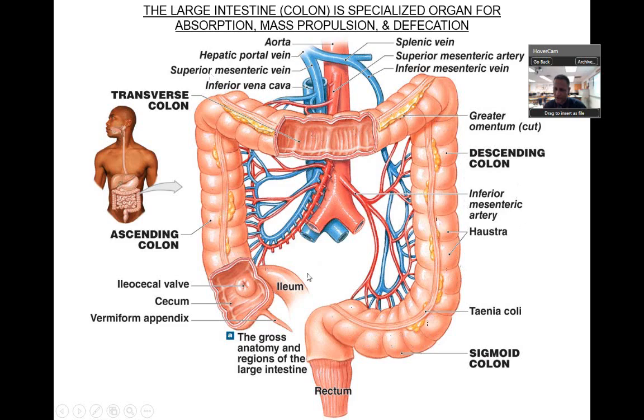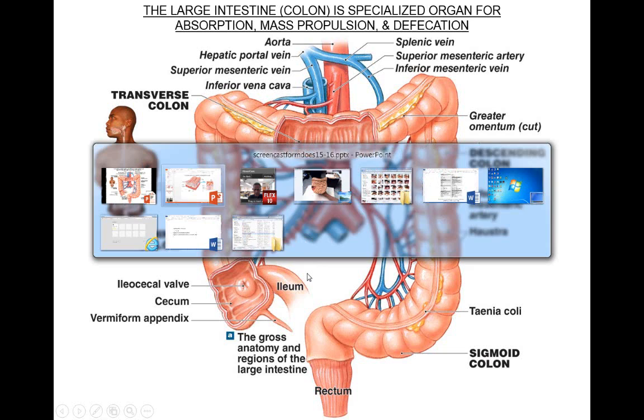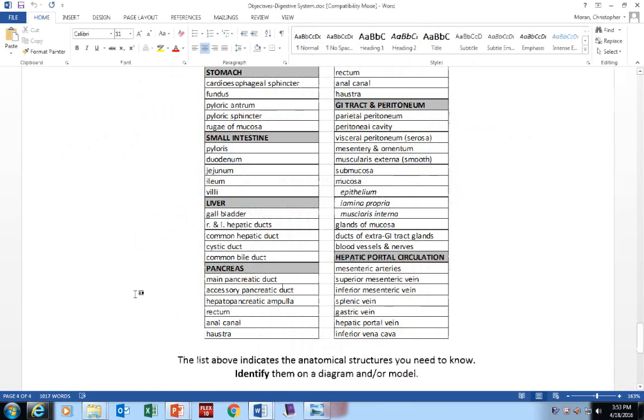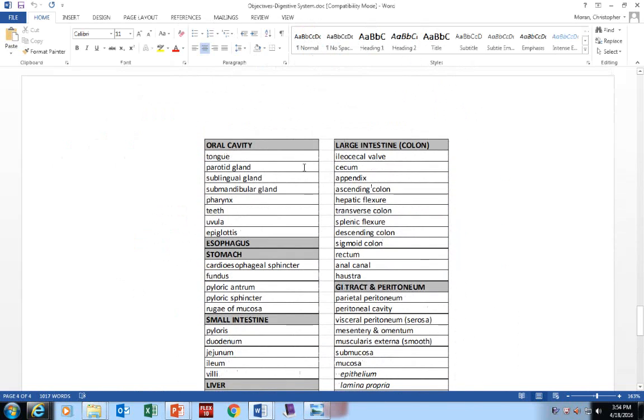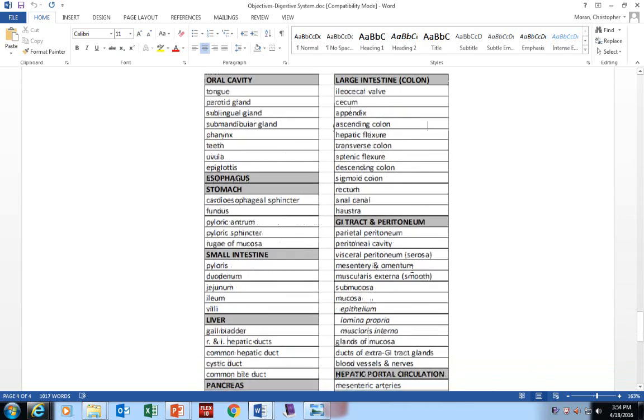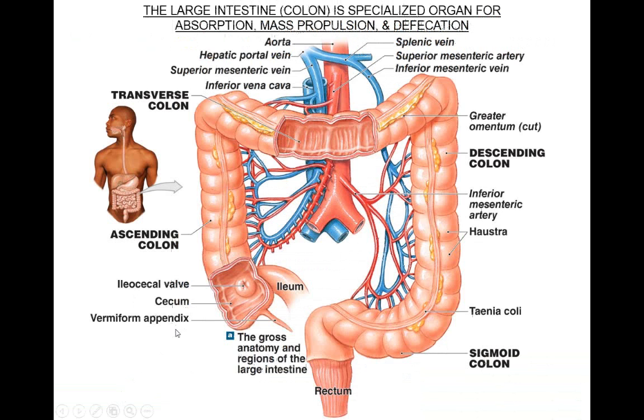So we've got some other structures here. Let's see what we have. We pointed out these veins in the video. For the large intestines, we have the ileocecal valve, the cecum, the appendix. You've got pretty much all of these. Let's go ahead and pinch here.